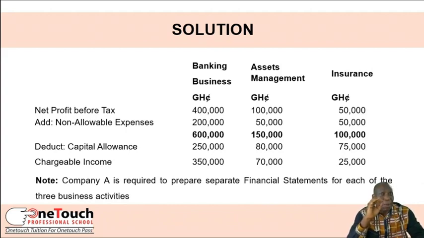And since capital allowance is supposed to be allowed for every business, in some questions you have to do the calculation to determine the capital allowance yourself. But in some cases, you'll be given the figure as it is in this illustration. So in that case, you subtract the capital allowance from it to arrive at what we call the chargeable income.